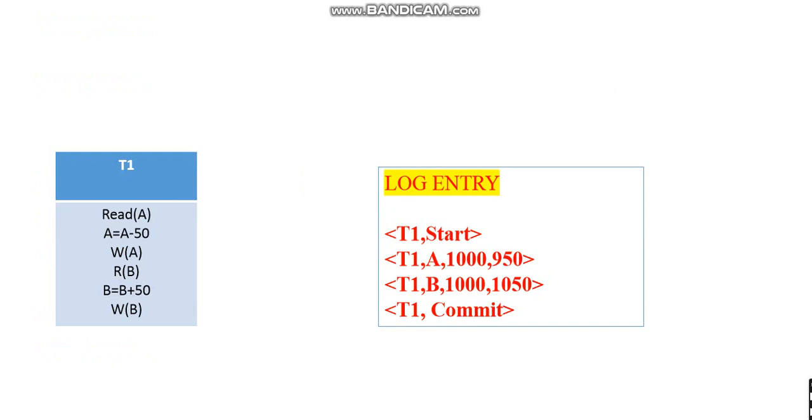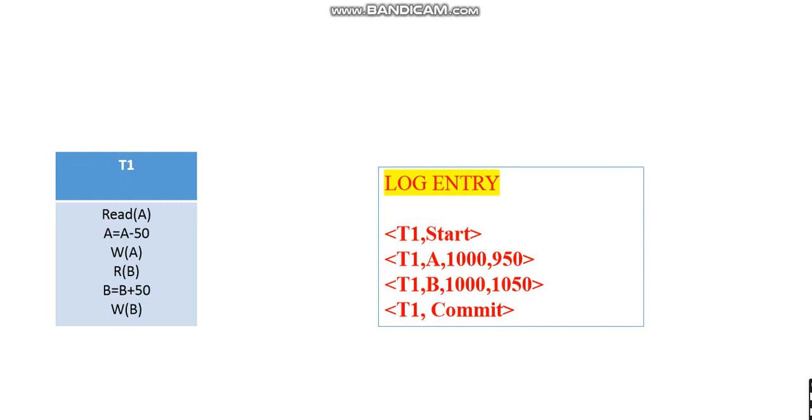And here see the example I have taken. Here you can see transaction T1, which is performing a read operation on data item A. It is updating the value, A equals A minus 50. It is performing a write operation on the data item A. Next, it performs a read operation on B. Updation: B equals B plus 50, write B. How will the log entries be made for this transaction?